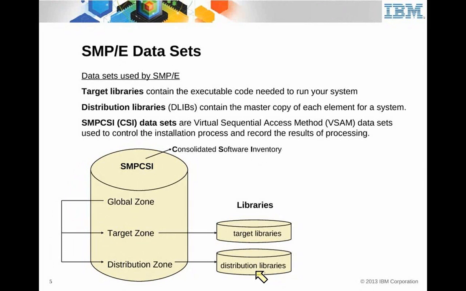So the distribution libraries has the distribution of the product. The target libraries is what the system uses to run on. So the target libraries have the executables that the system would use.